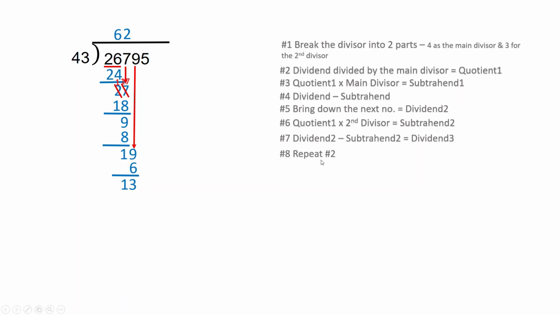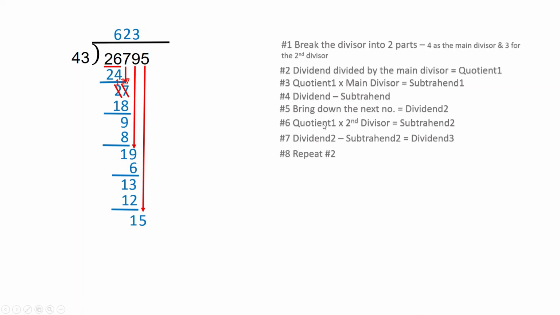So, yung next naman gawin natin is, repeat na naman yung step number 2. So, dividend divided by the main divisor. So, paulit-ulit lang yung step natin dito. So, 13 divided by 4 is equals to 3. And 3 times 4 is equals to 12. And then, isubtract lang naman natin yung 12 from 13. So, 13 minus 12 is equals to 1. So, yung next step is bring down the next number. So, which is 5. So, yung new dividend natin is magiging 15.